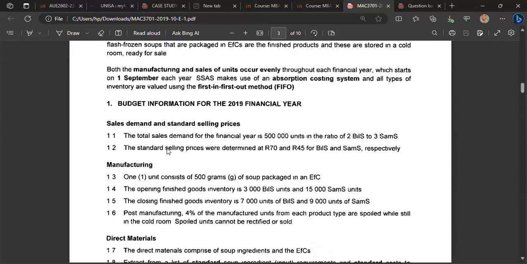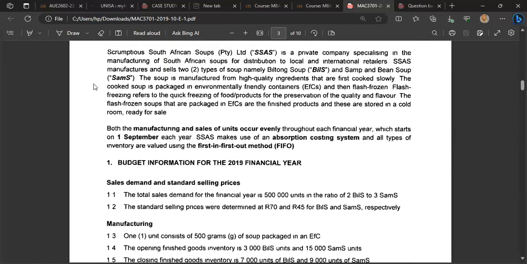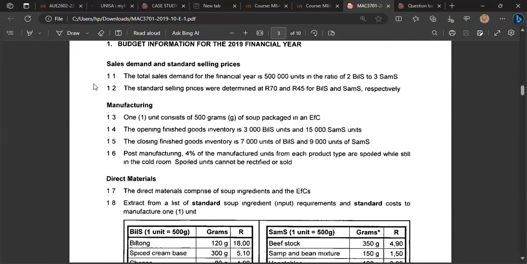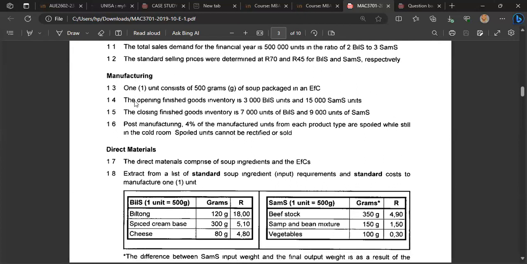So in order for us to decide or to budget our production, we need to decide on our sales. What we want to sell. So the budgeted sales units are 500,000 in the ratio of 2:3. So we are only dealing with this one here. Let's see now if there are any opening and closing stocks or inventories, as they say. I don't see anything on top there. Let's go down. There we go. Closing finished inventory units is 7,000 for that one, and then 9,000 for SAM, and then opening inventory is 3,000 and then 15,000. So that's all that we need there.